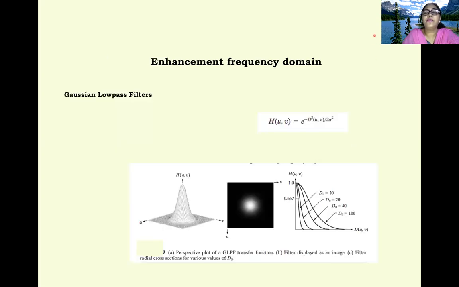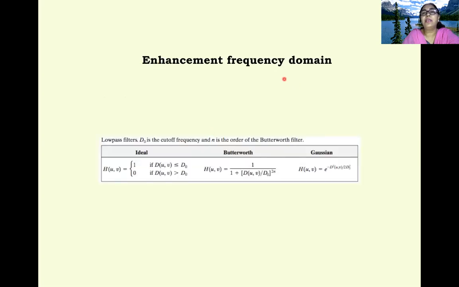Image enhancement in frequency domain using Gaussian filter, another important filter kernel. So it is showing the low pass filter kernel, and the roll-off is governed by this equation. D is equal to 0, 10, 20, 40, 100. So as the value of D is lower, image will be sharper, and at the higher value, image will be blurred. So this is image enhancement in the frequency domain. This is the ideal filter kernel, this is the Butterworth, and this is the Gaussian filter kernel.